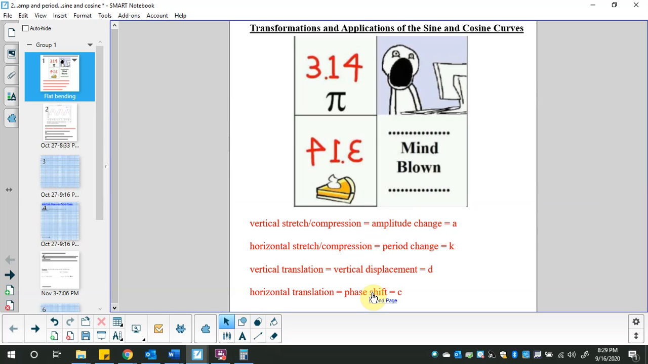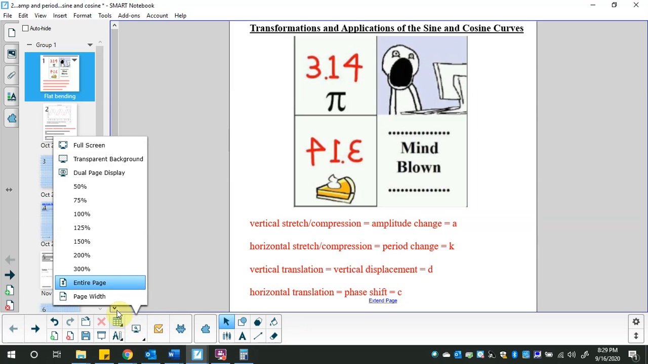This should be a review from grade 11. If it isn't, you will have to put some pieces together with today's note and with my help. So again, just like anything, I shouldn't have to say it at this point, but I will again. If you need a hand, let me know, please. So back to full screen or widescreen.